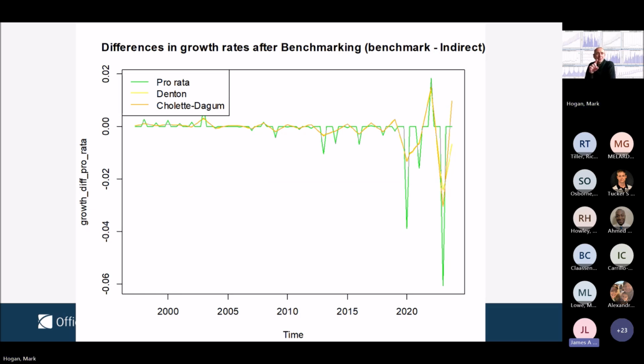However, you'll notice there's some regular peaks, some of them getting really quite large, and these always appear in Q1, which is a known problem with the pro rata method, and it's one of the reasons I believe it's specifically advised against in some international guidance. The Denton and Cholette-Dagum methods seem to do a bit better, but again, towards the end of the series, they're making quite large adjustments.